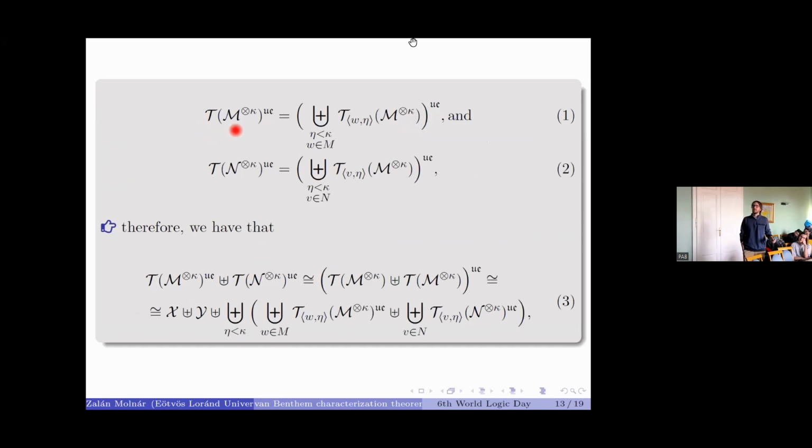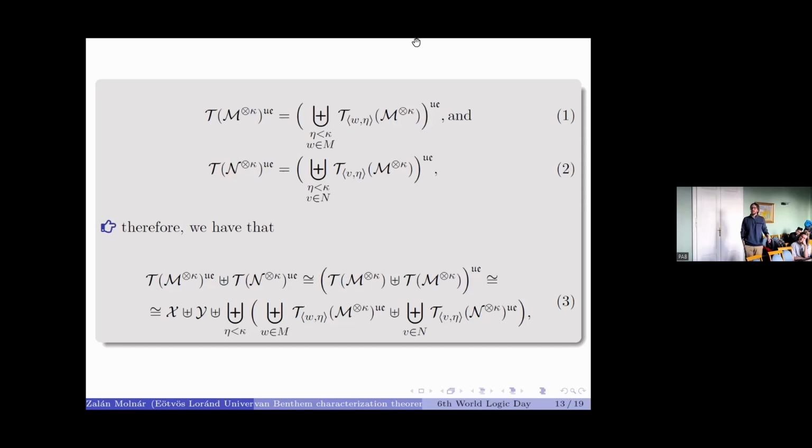So here we can see the ultrafilter extension of the unraveling cover of the κ-multiplier, which can in general be written as a disjoint union of some generated substructures. I'm not getting into the details, but the message here is that the structure can be decomposed into some simple ones and glued together, and it will be exactly this structure. And this is the same for the other structure, which originates from N.